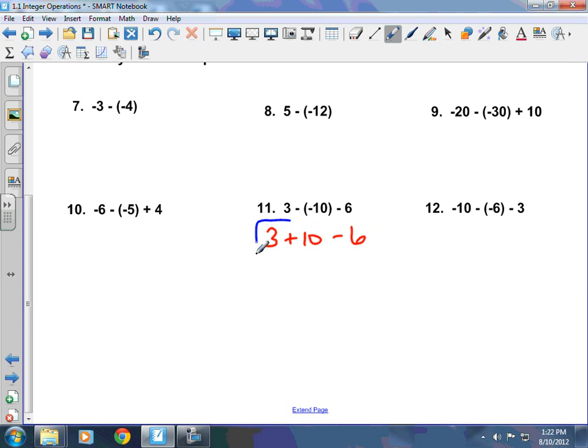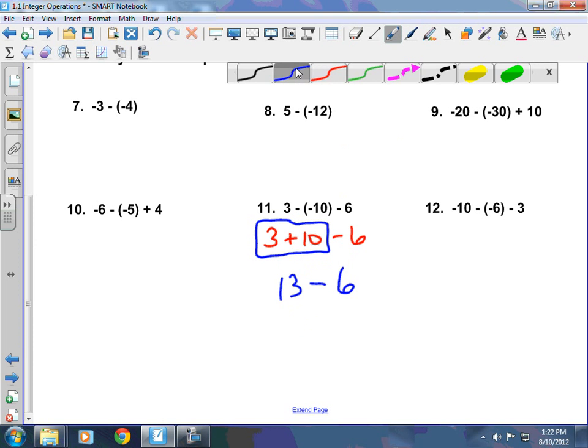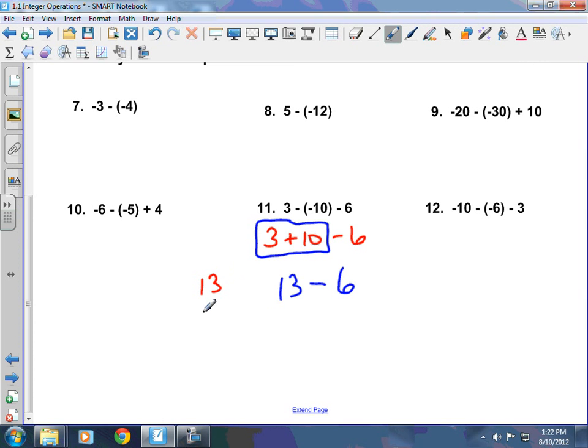Now we're going to take the 3 plus 10. Both of these numbers are positive. So I'm going to add them. 3 plus 10 is 13. Then I rewrite the negative 6. I don't skip steps. Now I have a positive 13 minus 6. Now this gets a little tougher. Maybe you can't do it in your head. That's okay. So we're going to come over here. We're going to go 13 minus 6. 13 minus 6, borrow from here. This is 7. So my answer is 7. Which number is bigger? That's right, the 13. It's positive, so my answer is positive 7. Okay?